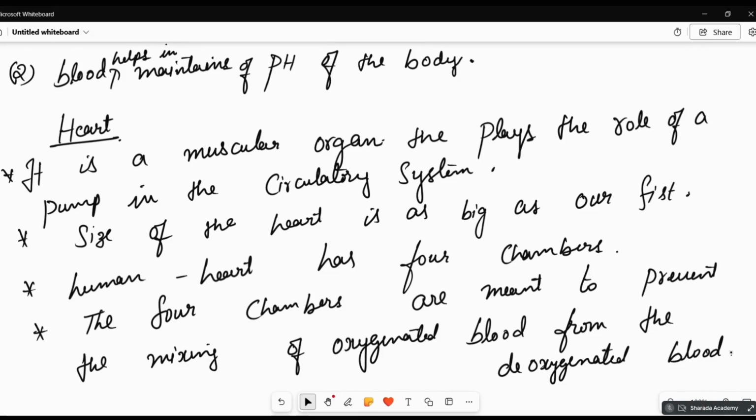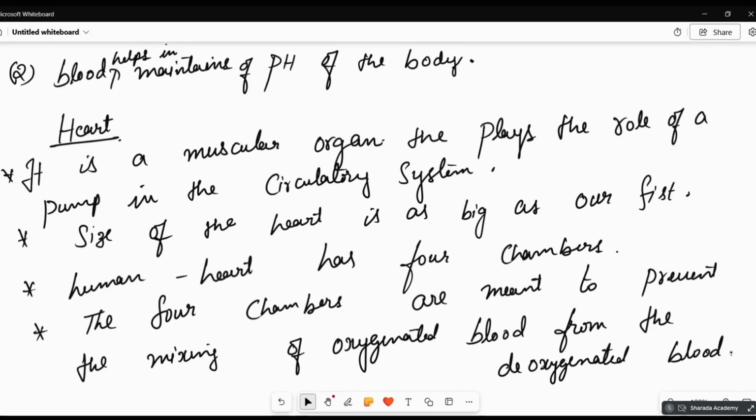And it is a double circulatory system. Inside the heart, it is a double circulatory system. What does the double circulatory system mean, Rohit? Actually, blood will flow into the heart 2 times in its one cycle. So we call it a double circulatory system.